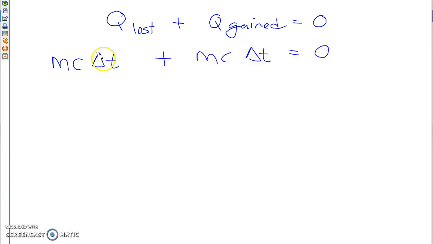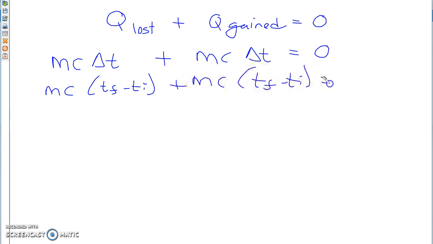Now I actually want to do a question for this one because this is more confusing than it looks. So mc (TF minus TI) plus mc (TF minus TI) equals 0. As an example, I'm going to use the old textbook. This is different from the Q loss plus Q gain one. I'm just going to use this from here.